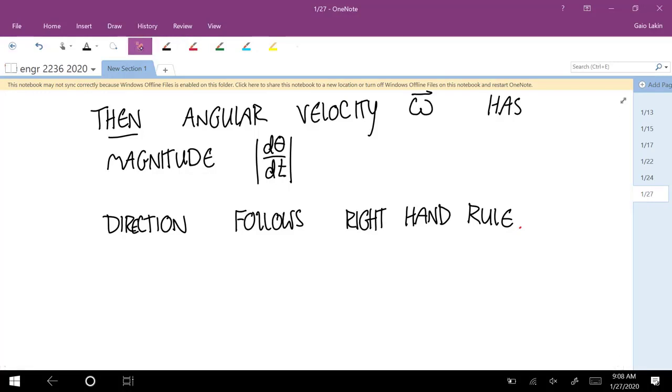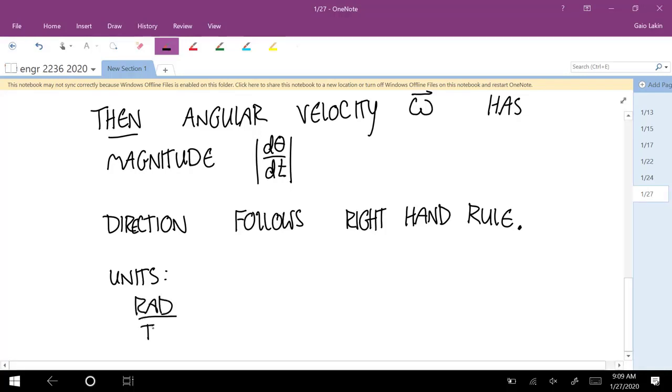Okay, and what does this say about the units? Well, it's a change in angle over a change in time. So this is going to be radians over time. And that means that if you're doing it in SI units, it's radians per second.